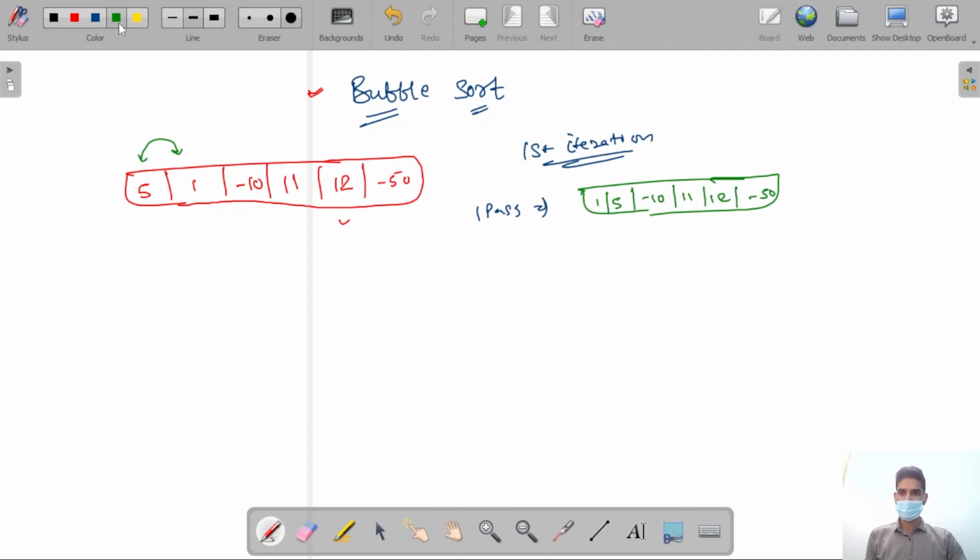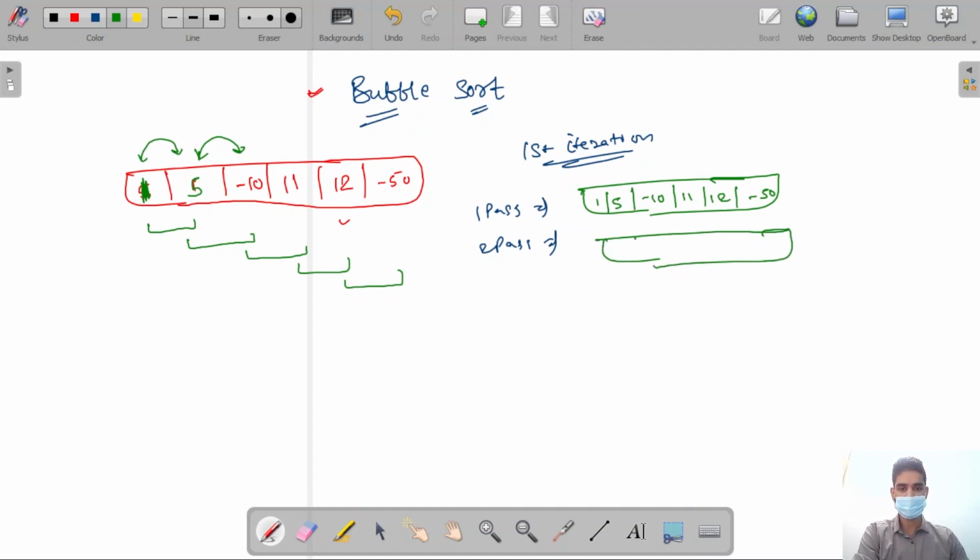Second pass. We will see how many passes there will be. Now 1 and 5 are swapped. We compare two elements at a time: first these two, then these two, and so on. So 5 and minus 10: 5 is not smaller than minus 10, so we swap these two values. The array is now 1, minus 10, 5, 11, 12, minus 50.